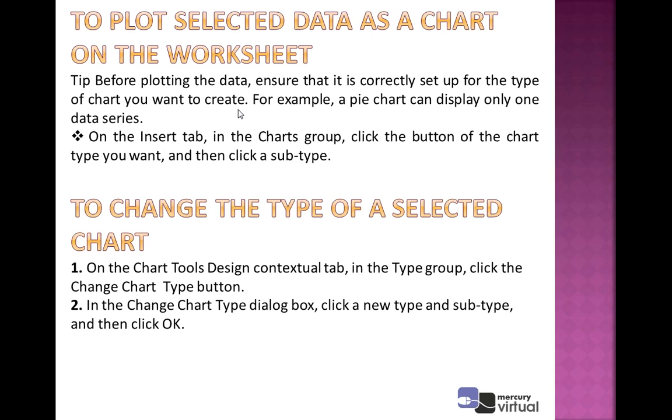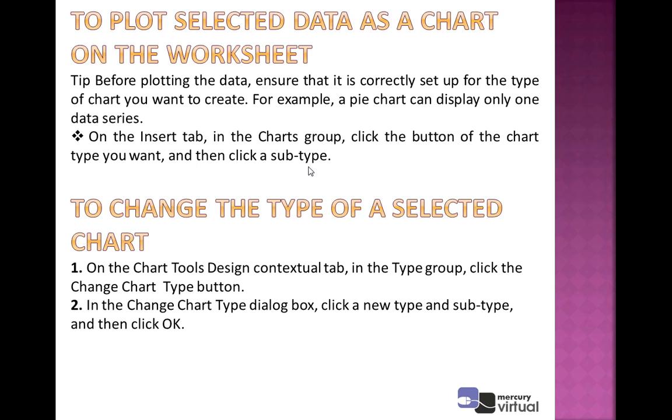For example, a pie chart can display only one data series. It contains only one data series, not more than one. Then how to plot? Go to the Insert tab, go to the Charts group, click the button of the chart that you want, and then click a subtype. There are multiple charts available, and you can select the subtype from the button of a chart.